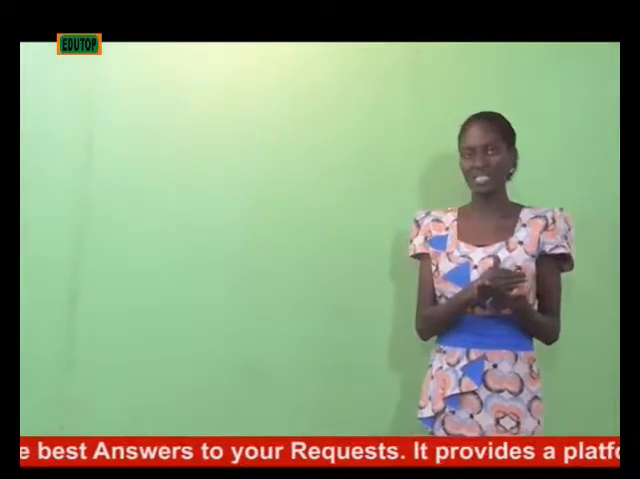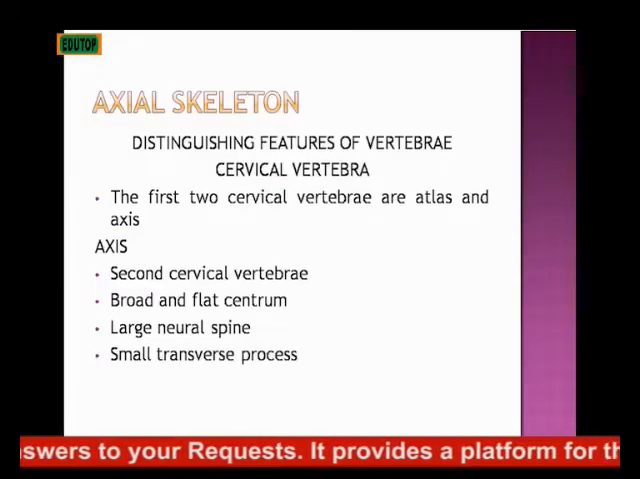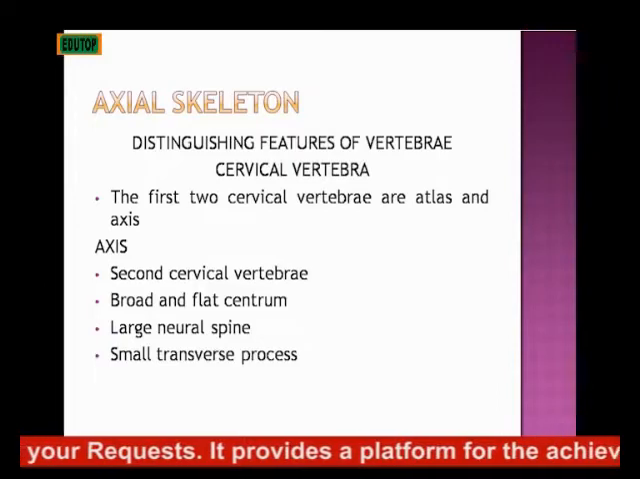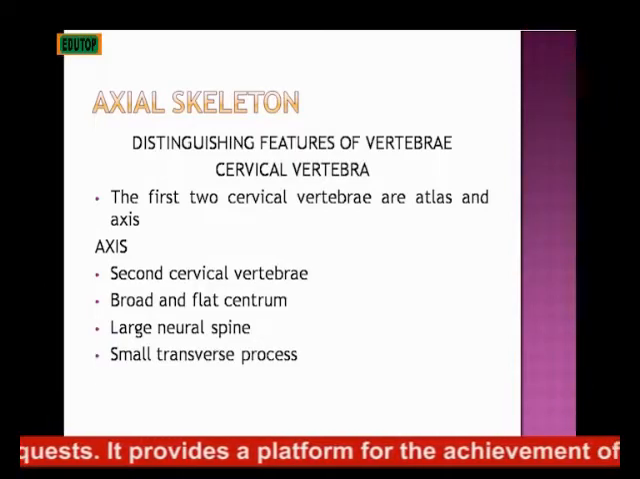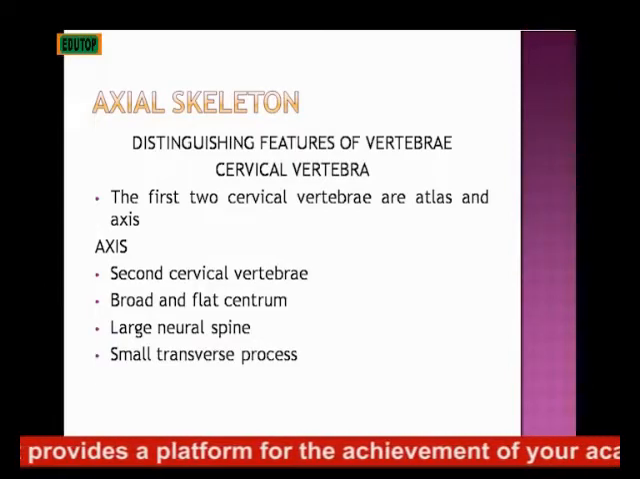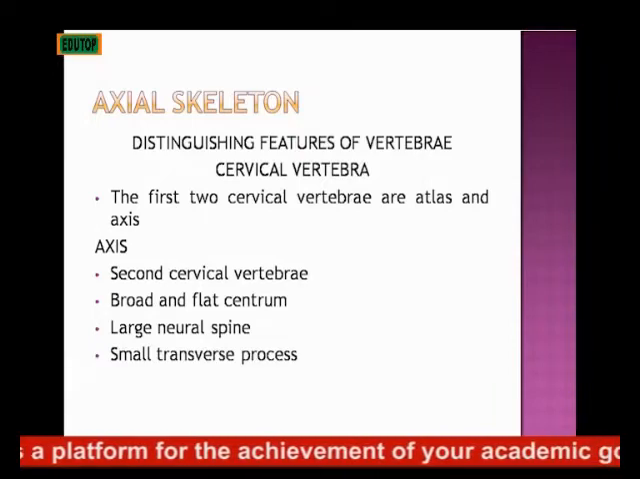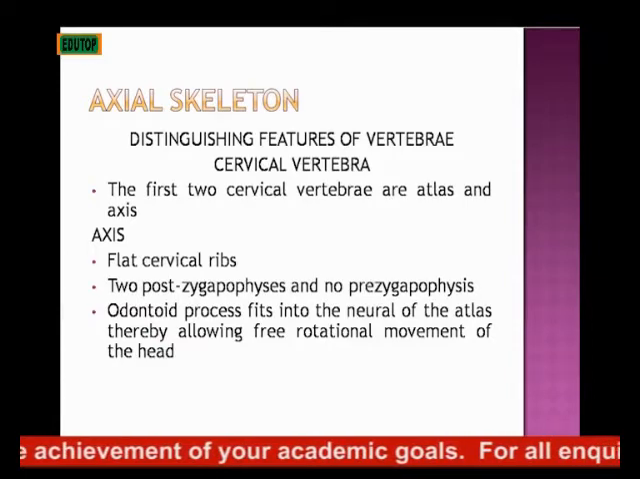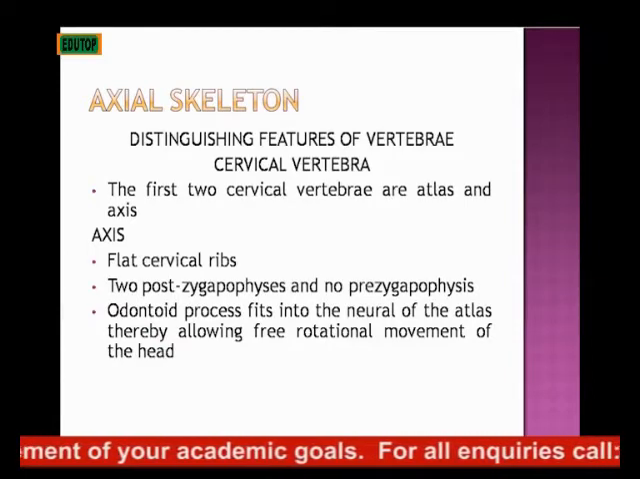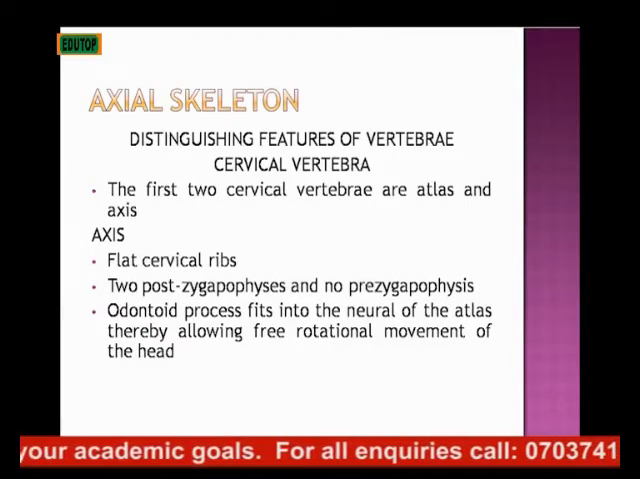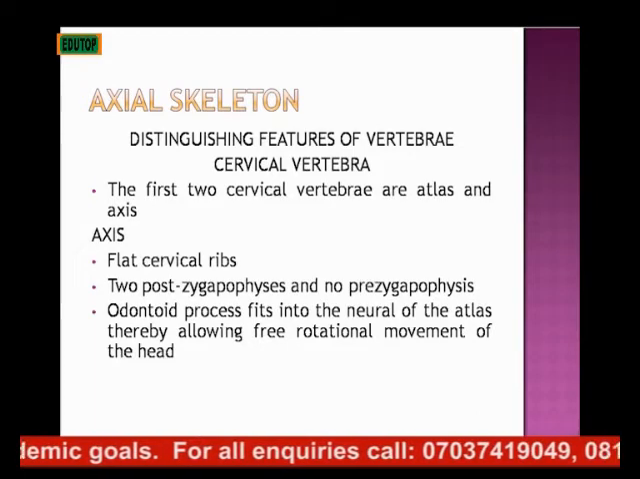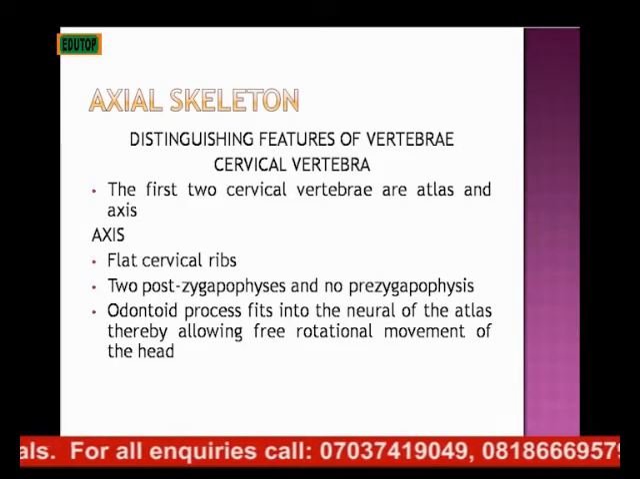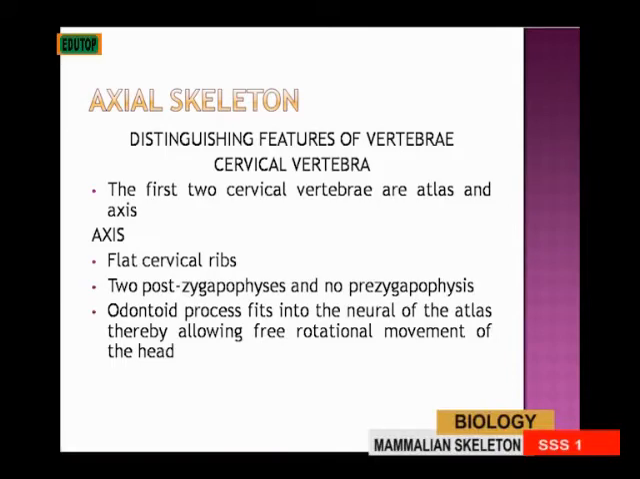Then the second one is the axis. The axis is the second cervical vertebra. It is broad and has a flat centrum. It has a large neural spine, then a small transverse process. It has flat cervical ribs. Then it has two post-zygapophyses and no pre-zygapophysis. Then it has the odontoid process. That's the axis now. It has an odontoid process that fits into the neural canal of the atlas.